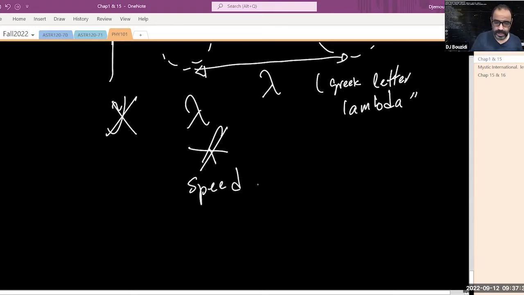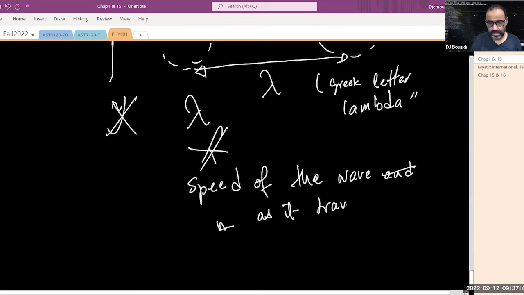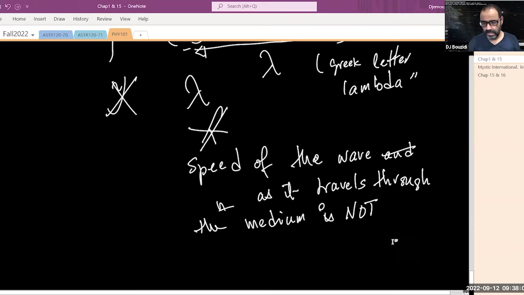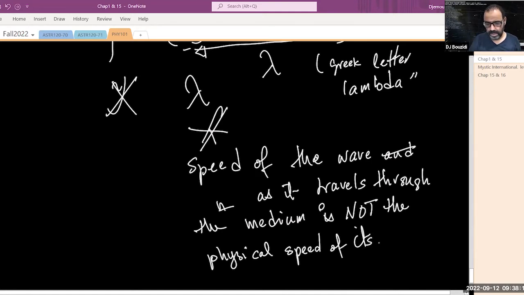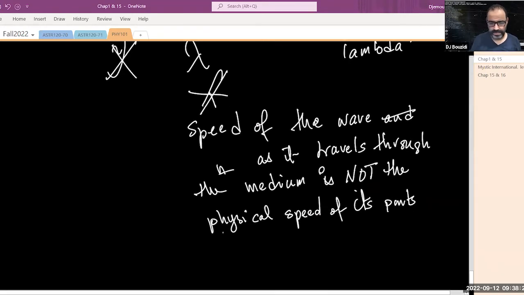Speed of the wave, as it travels through the medium, I should say, is not the physical speed of its parts, if you wish, in their oscillations.